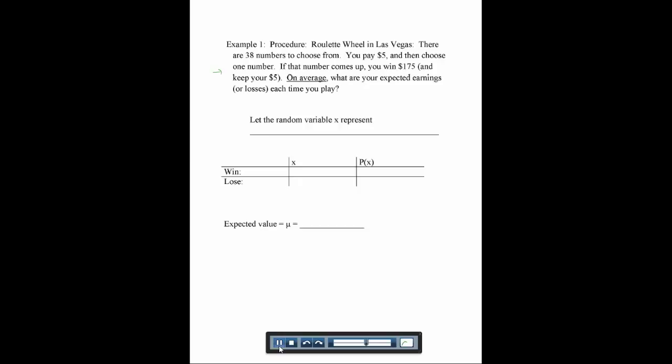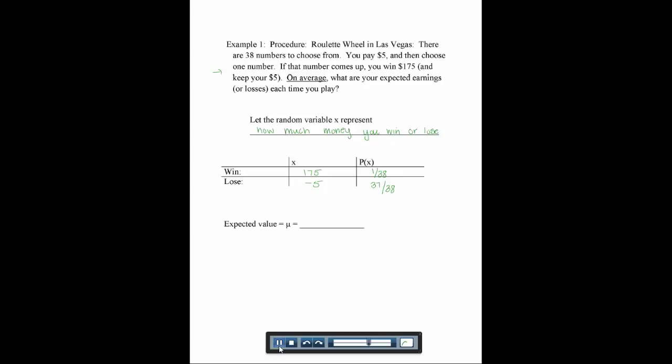Okay, so we're going to let the random variable x represent how much money you win or lose. Okay, now if your number comes up, you win $175. Now, what's the probability of this happening? Since there's 38 numbers to choose from, you've only chosen one. You've got a 1 out of 38 probability. Okay, now if you lose $5, and losing we need to put a negative number, so this would be negative $5. And our probability here, well, there are 37 numbers that you didn't choose out of 38. Now you could put this into your calculator to find the mean or the expected value, but since it's only two numbers, we'll do it by hand.